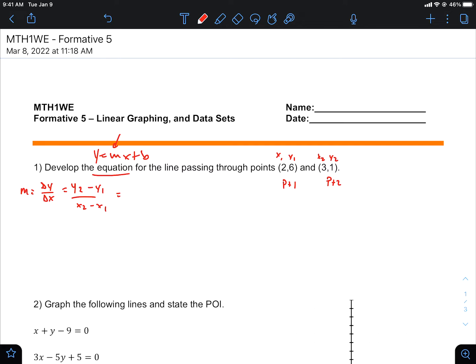And start plugging in your values, right? That's why I wrote them on top here. So y2 will be 1, take away 6, that's y1, over x2 is 3, take away 2. We're going to have negative 5 over 1, so just negative 5. That's equal to m.